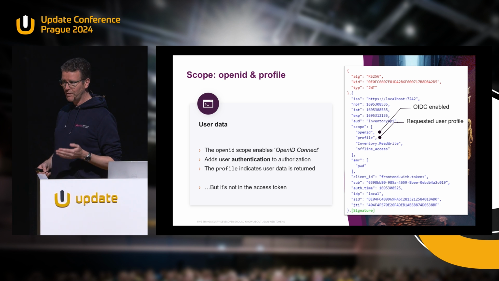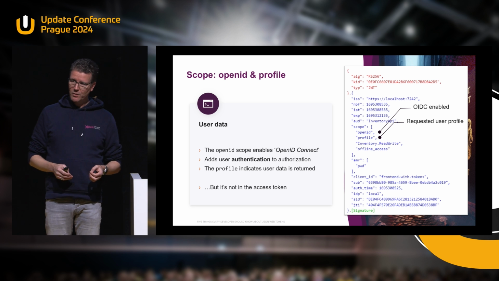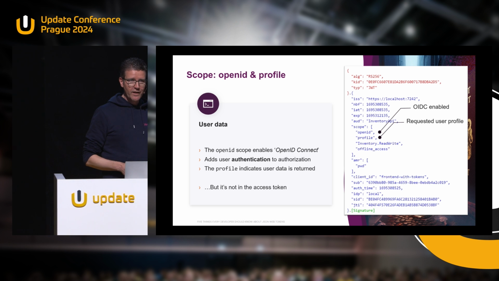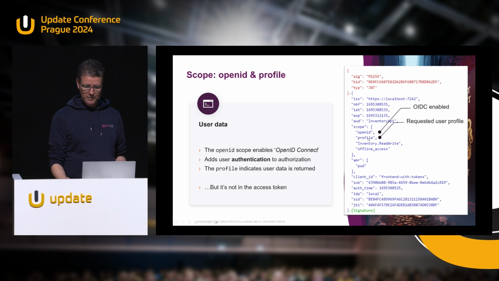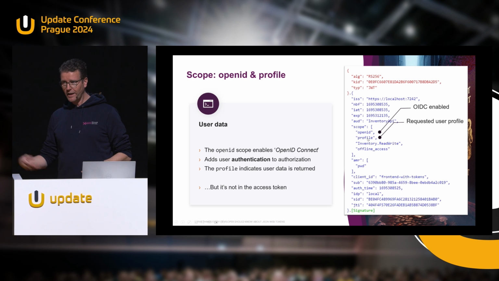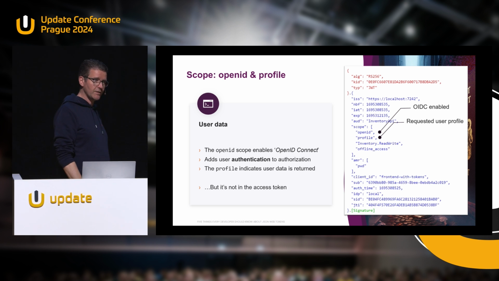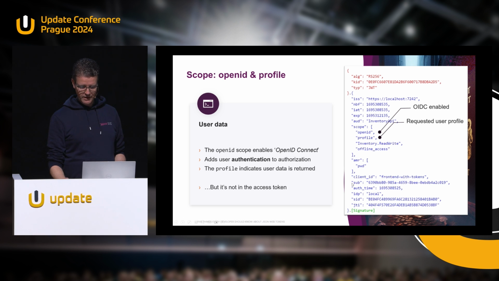And this adds a layer of authentication to the authorization that OAuth 2 already offered us. So OAuth 2 was enough for authorization, but now I'm interested in identity information. So who is the user that is pressing all the buttons? And the fact that I want to know more about this user is what the profile claim here does. So OpenID enables OIDC, and profile indicates I want to have user data returned. But, well, if you look at the token, there is no user data here. So the only thing that is user specific is the sub claim, but there's no profile data here.